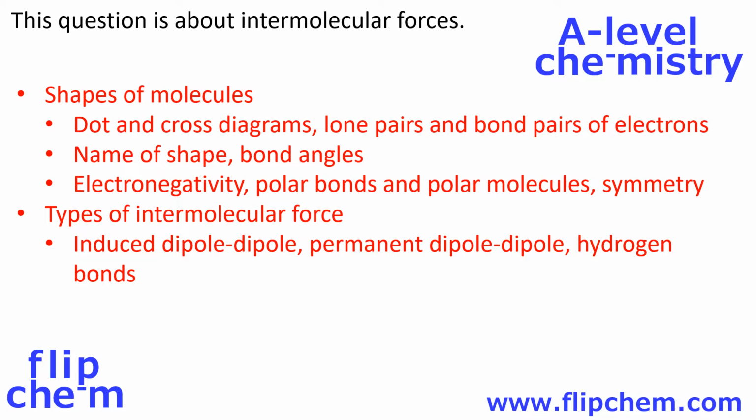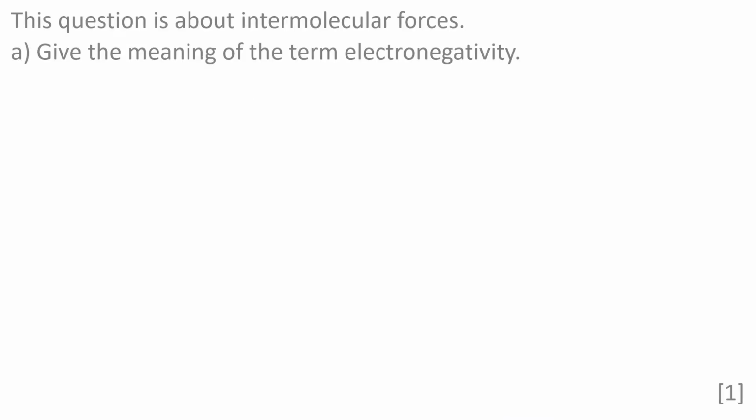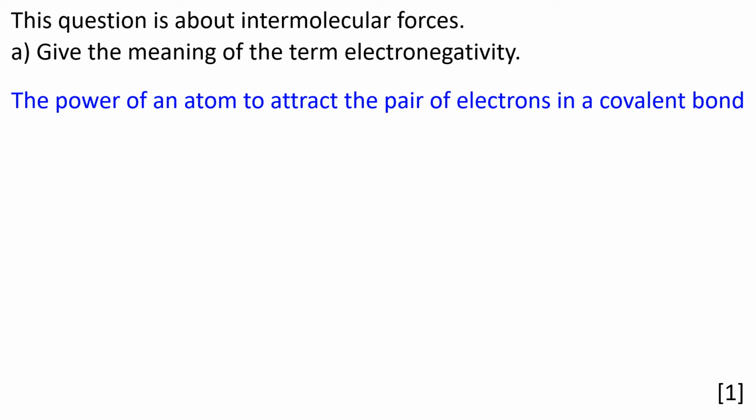Okay, let's take a look at the first question. Have a look at the question, pause it, and when you're ready for the answer, press play. Okay, welcome back. Straight ahead definition for 1 mark. Electronegativity is the power of an atom to attract a pair of electrons in a covalent bond. Now this gets you marks, but it also should jog your memory and is relevant to the next couple of sections of this question.